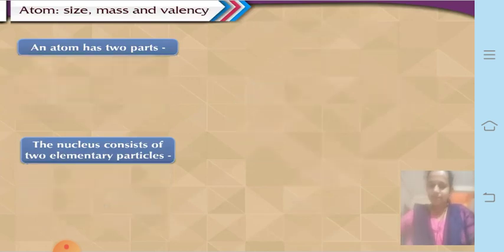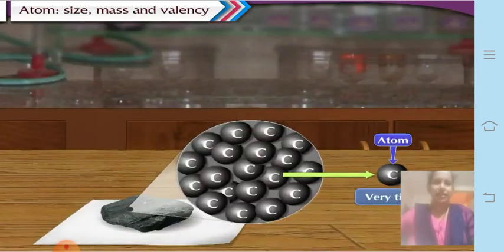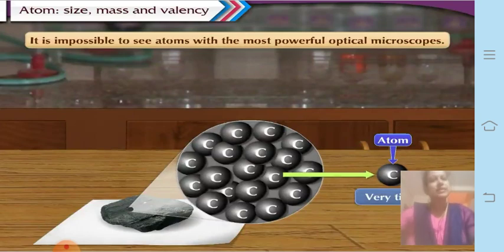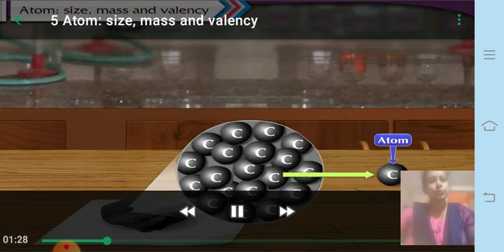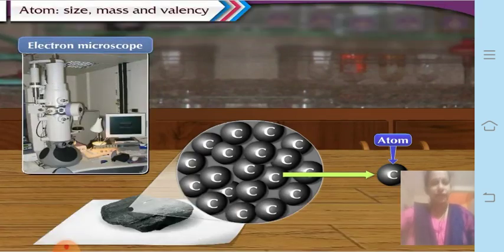Now, atom is very tiny, and so it is impossible to see the atoms with the most powerful optical microscope. If you consider the thickness of a single sheet of paper, there are around 10 lakh atoms lined up together. So you can imagine how minute or how small an atom is. So it was impossible with the different microscopes.